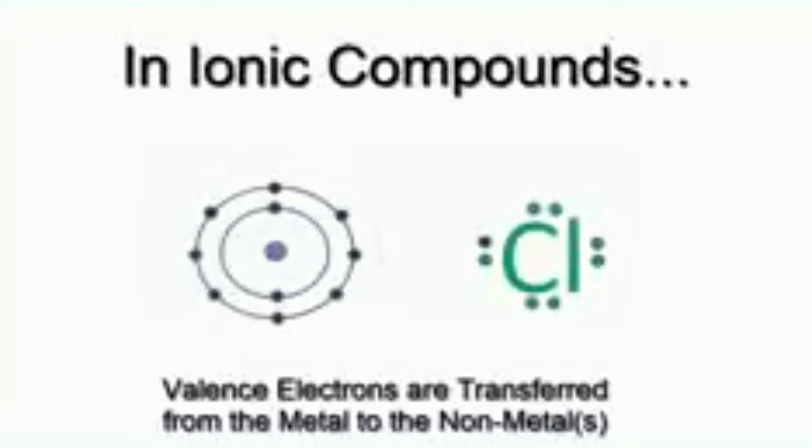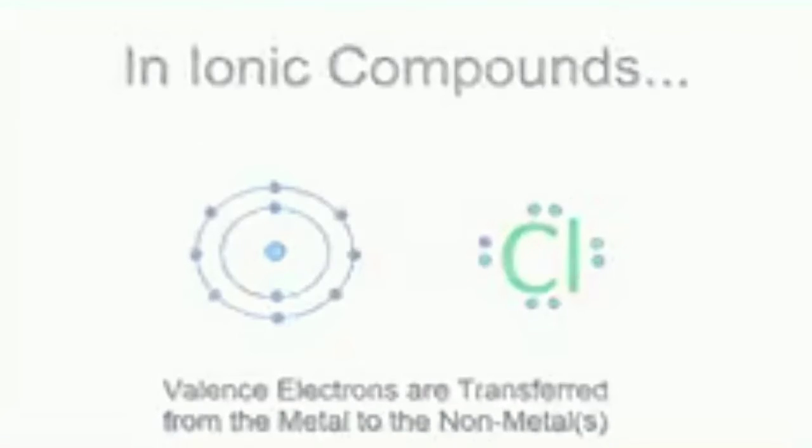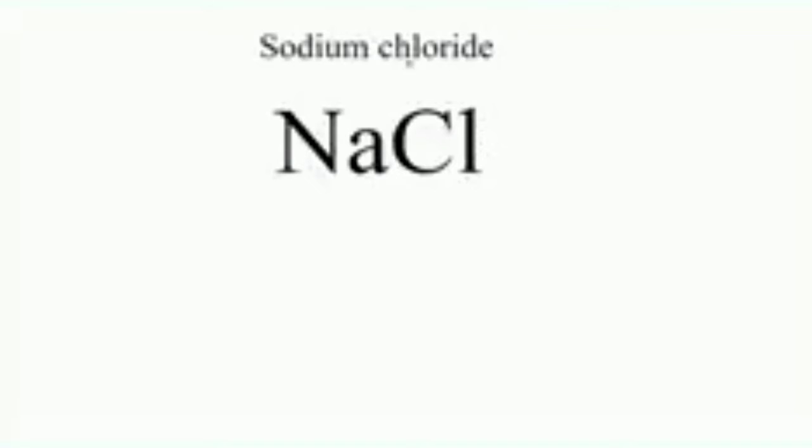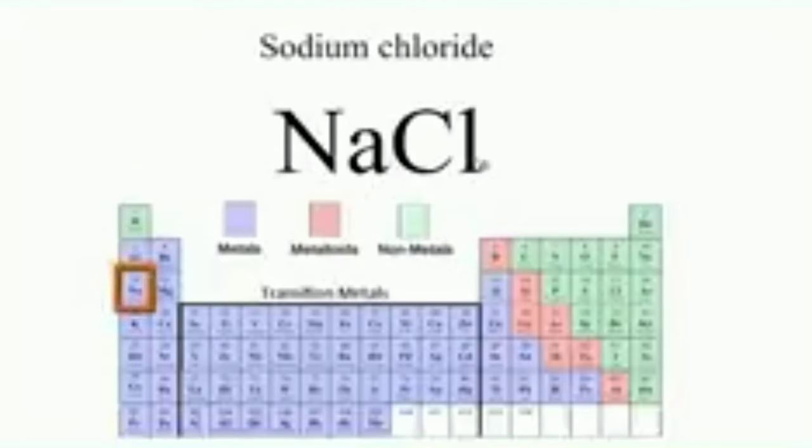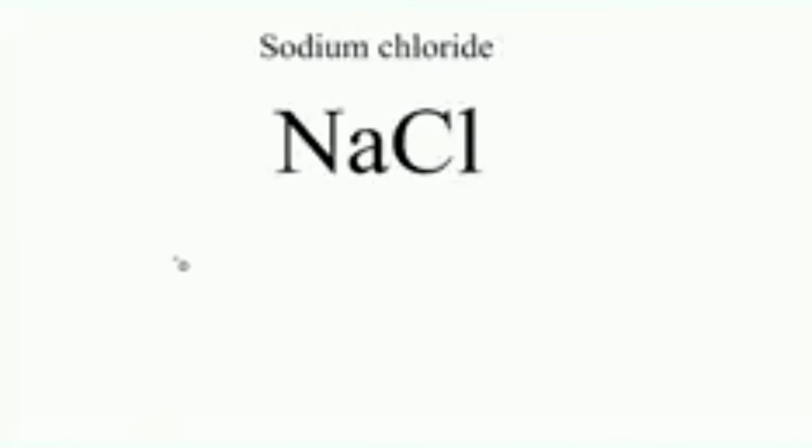So, let's try some Lewis structures. Let's start with the iconic ionic compound, NaCl. To write the Lewis structure for sodium chloride, we first look at the periodic table. We see sodium is a metal, chlorine is a non-metal, so we have an ionic compound. Let's write Na and Cl.